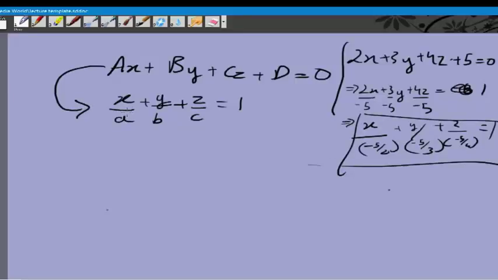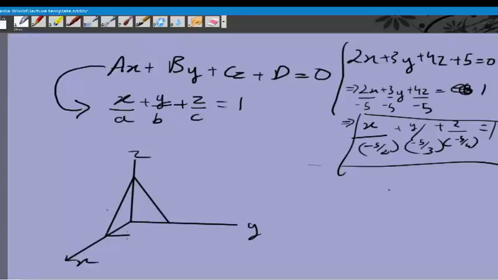And once you write it like this, there's a very important thing which happens. So let's say this is x, y and z. Let's say this is the equation. This is the plane. Now take y is equal to z is equal to 0. Means if y and z are both 0, we get x by a is equal to 1, means x is equal to a. That means the point a comma 0 passes through this plane.